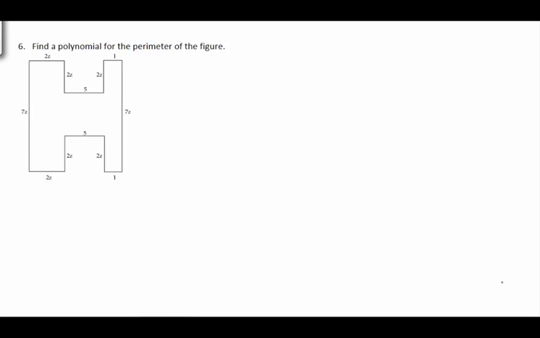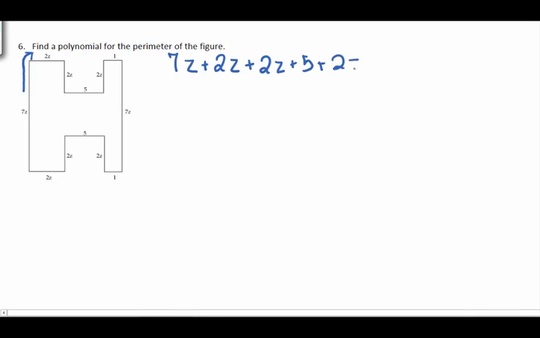Number 6. We want to find a polynomial for the perimeter of this figure. So perimeter comes from just adding up all of the sides. So I'm going to start with this side on the left, and then I'll go around clockwise. So 7z plus 2z plus 2z plus 5 plus 2z plus 1 plus 7z plus 1 plus 2z plus 5 plus 2z plus 2z. And now it's just a matter of combining like terms.